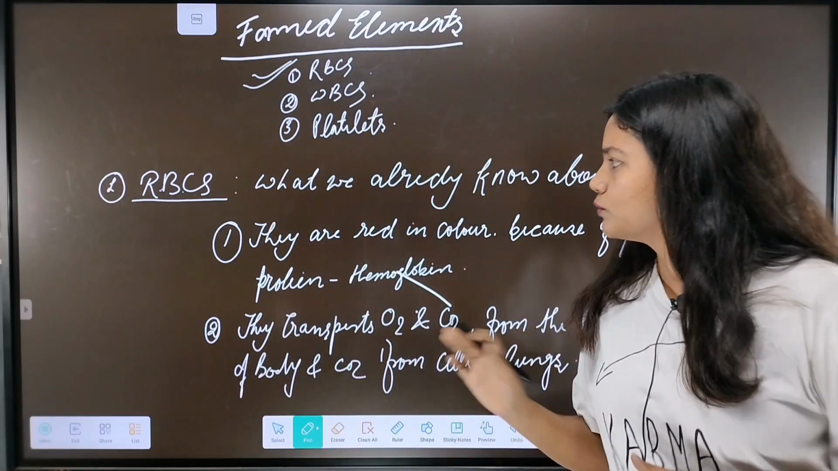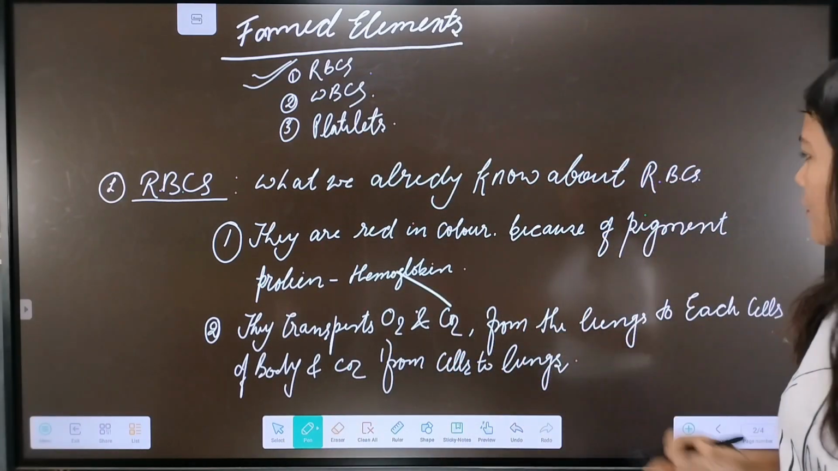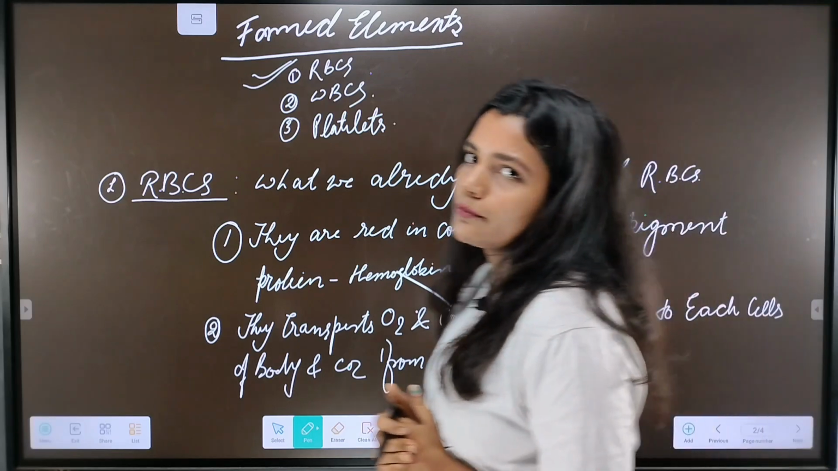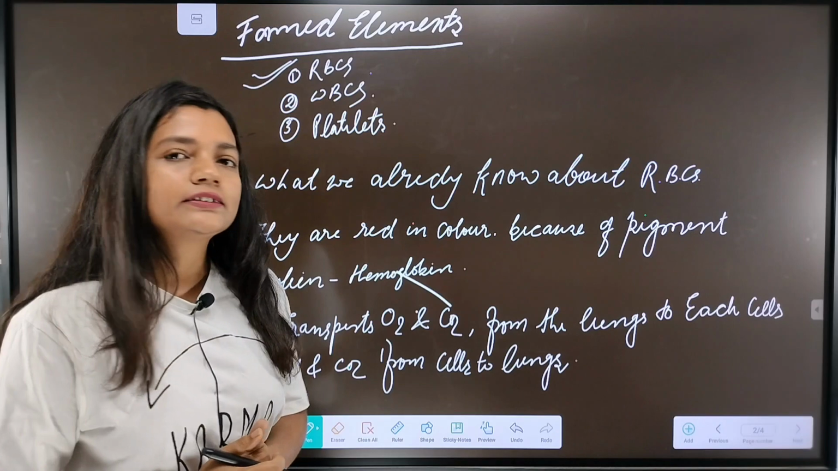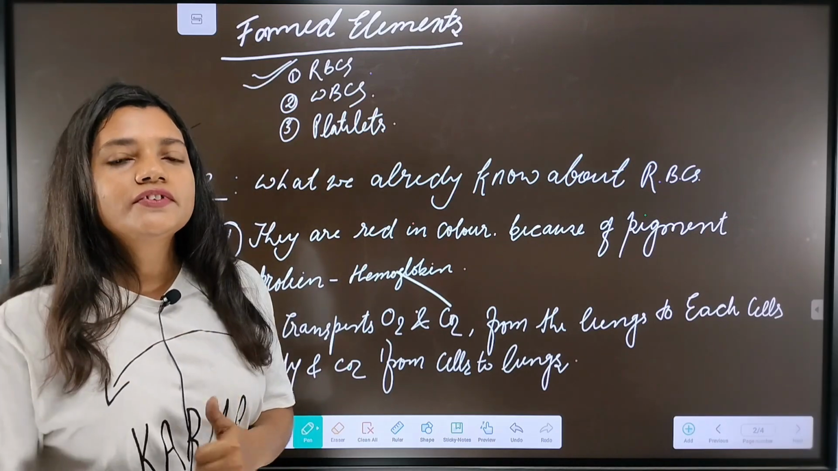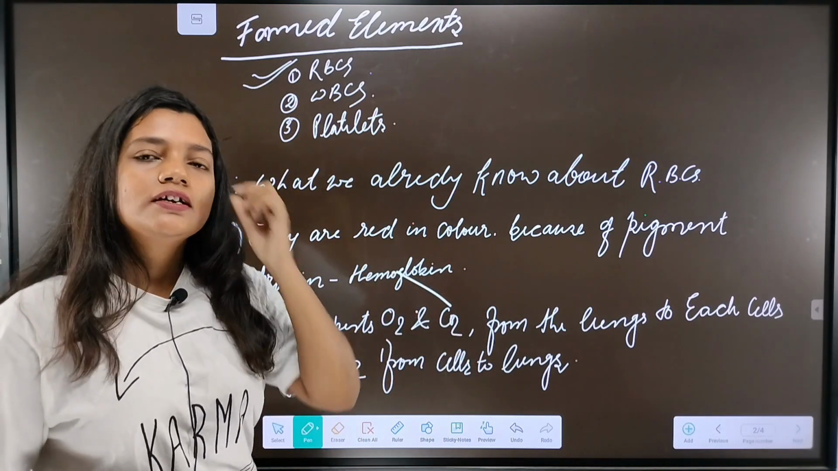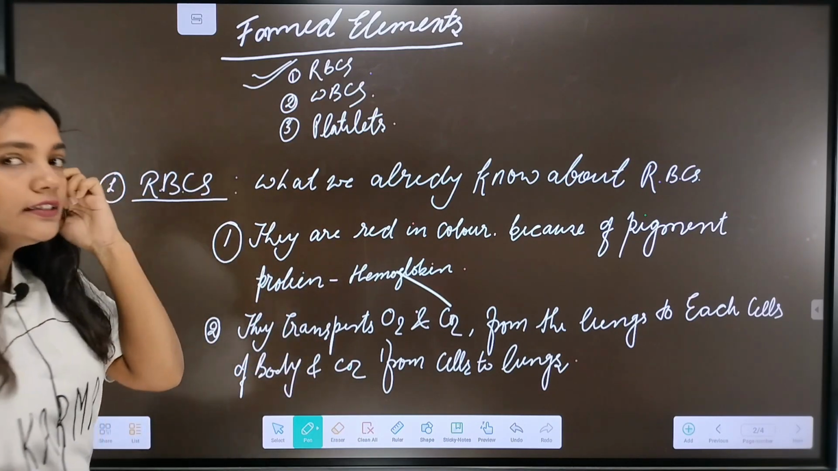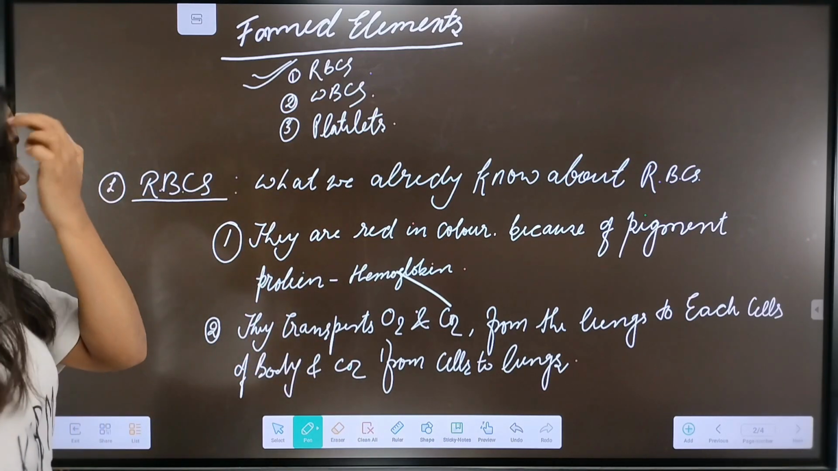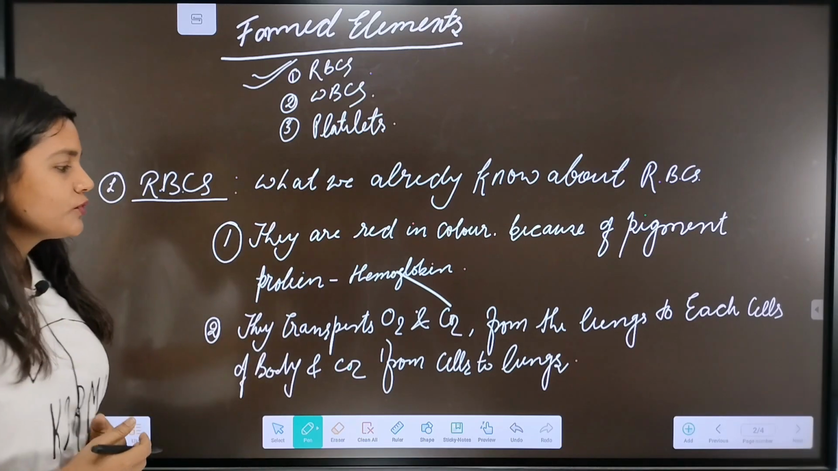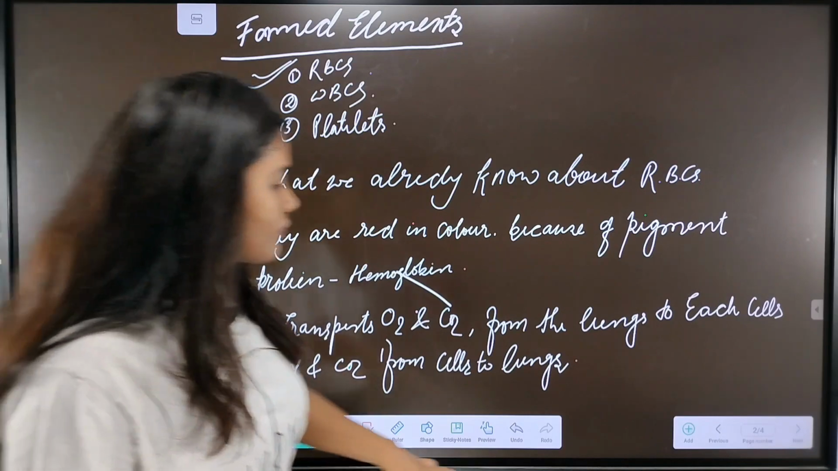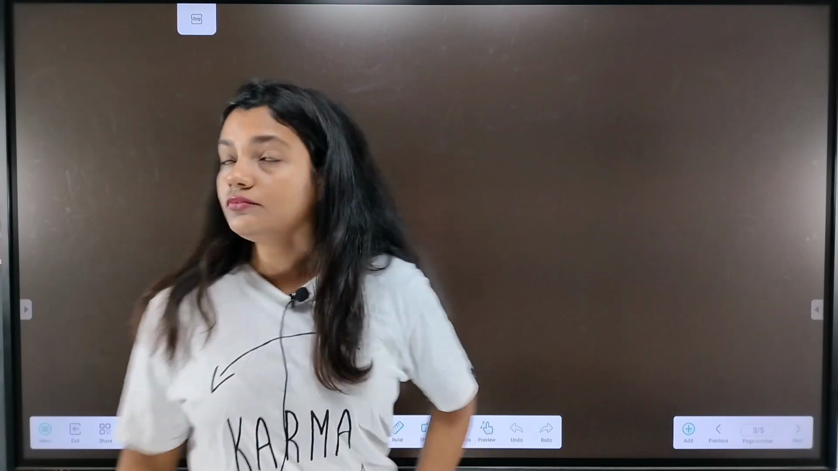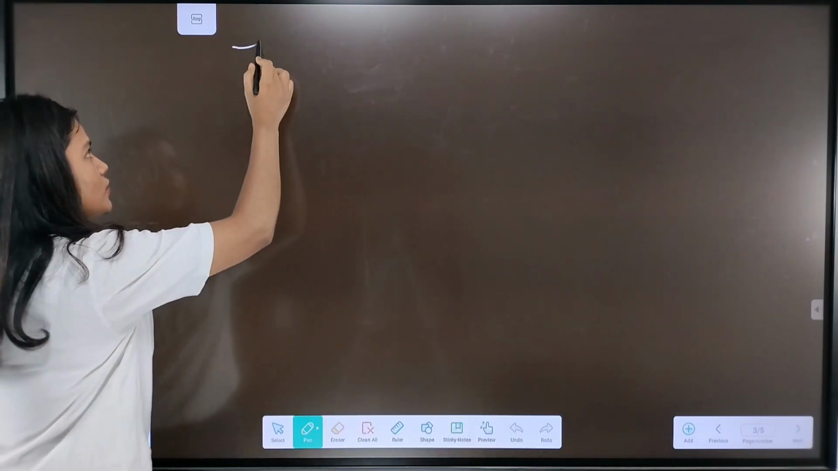I think everyone knows that the red color of the blood is given by the RBCs, because there is a protein or pigment present, hemoglobin, that gives the red color to the RBCs, and the RBCs give the red color to the blood. They also do the transportation of oxygen and carbon dioxide. Okay, so next, the things that we don't know, or are going to get to know, about the RBCs.